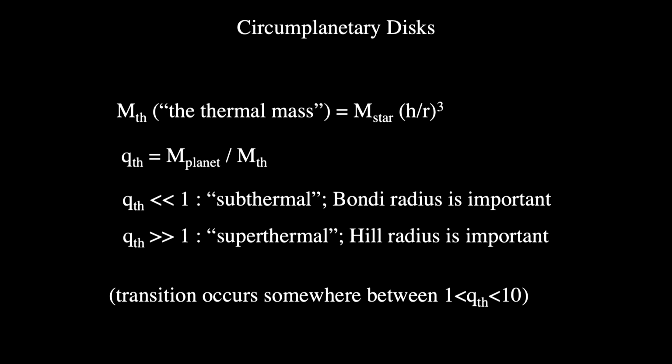To quantify a little bit about what I'm about to tell you about the size of circumplanetary disks, I want to point to you this parameter called the thermal mass, which is just the star's mass times the disk aspect ratio to the power of 3. And then I'm going to define a quantity called Q thermal, which is the planet mass divided by the thermal mass. And this is significant because for subthermal planets, we need to worry about the Bondi scale. And for superthermal planets, we need to worry about the Hill scale. And the transition occurs somewhere between Q thermal of 1 to 10.